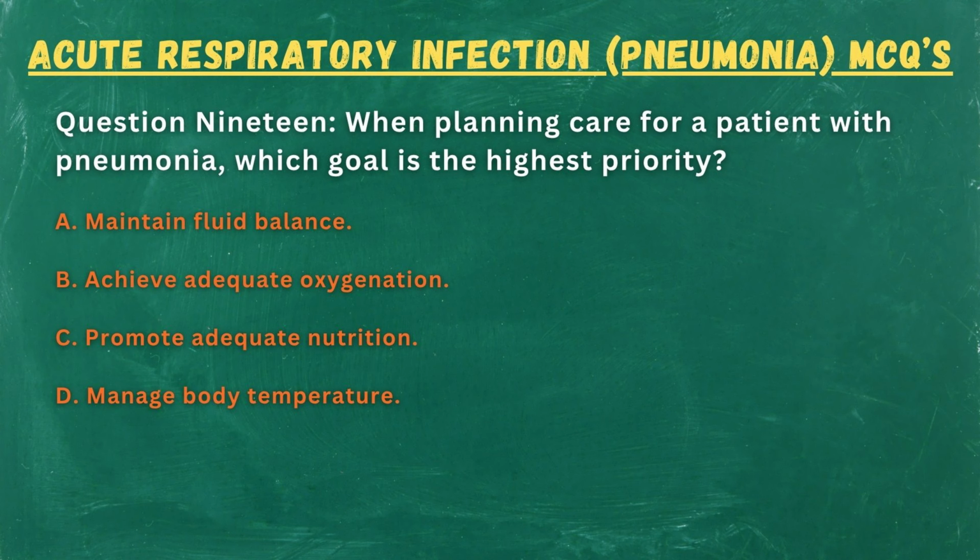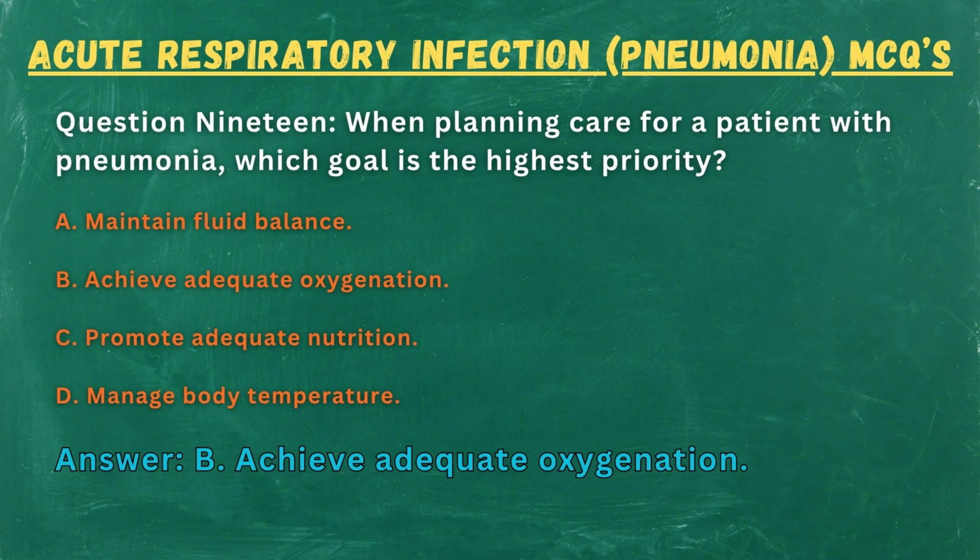Question 19. When planning care for a patient with pneumonia, which goal is the highest priority? A. Maintain fluid balance. B. Achieve adequate oxygenation. C. Promote adequate nutrition. D. Manage body temperature. Answer: B. Achieve adequate oxygenation.